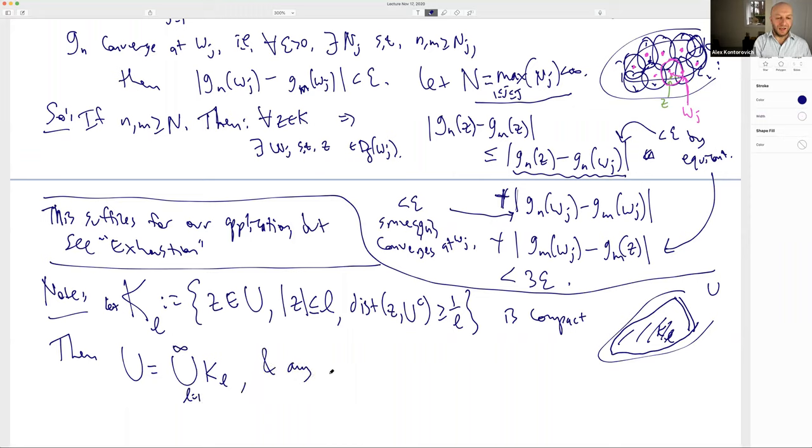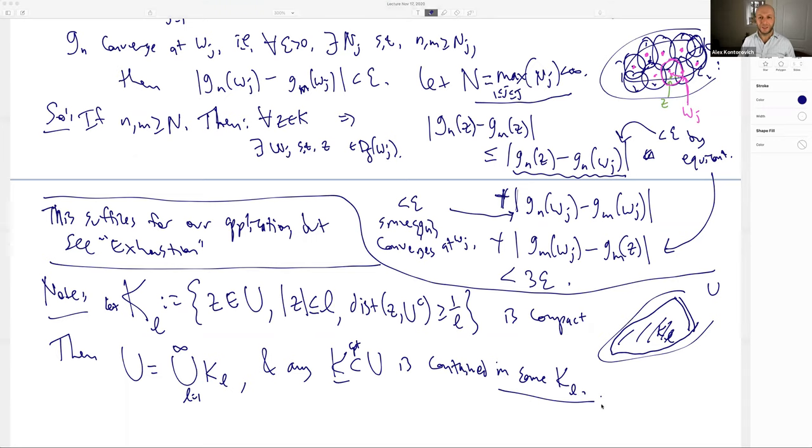And any compact set K is contained in some KL. Because if it's compact, any compact subset of U is contained in some KL. If it's compact, then it's bounded, so it's bounded by some L. And if it's compact, then its distance to the complement is at least some 1 over R. So take L large enough, and the compact set will be contained in that KL. Okay, does that make sense?